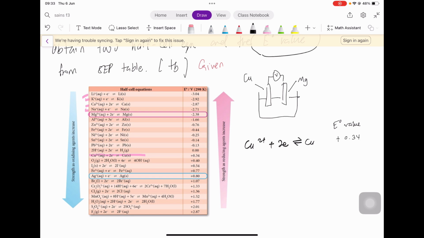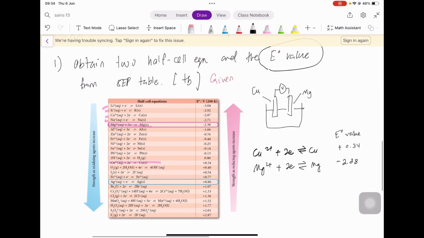And then you're going to look for magnesium pula. Cari lah one by one. Ni magnesium tadi. Kan? So, tulis kat sini. Magnesium Mg2+ + 2e → Mg. And then negative 2.38. Gitu. Okay, that's how you obtain the half cell equation, and then the E naught value also from the SEP table. Given, the table is given.